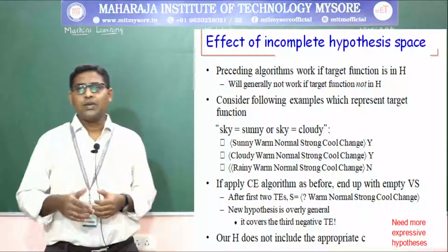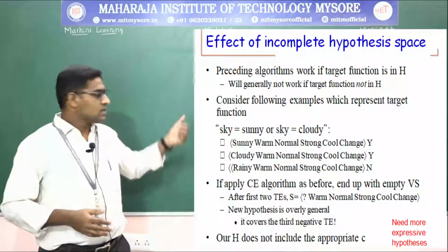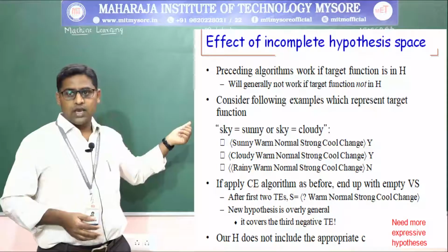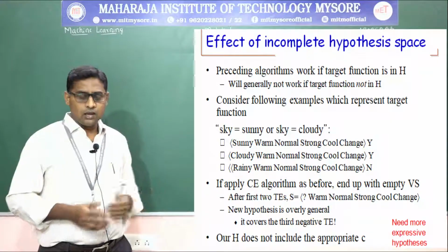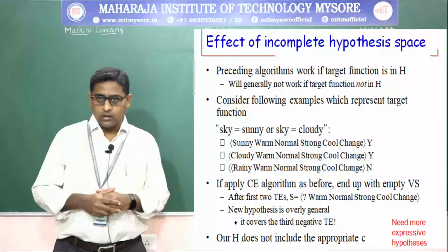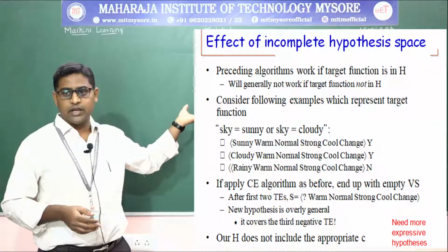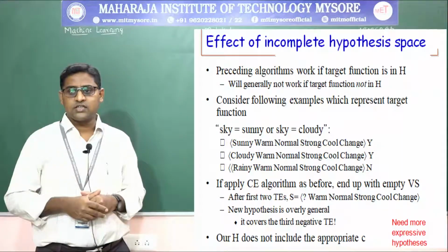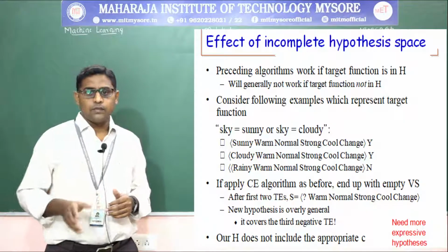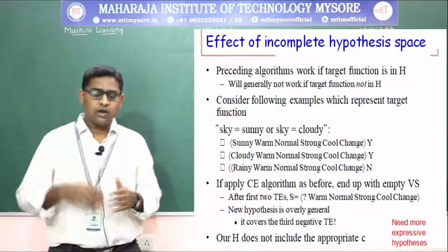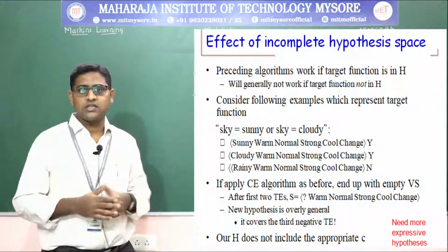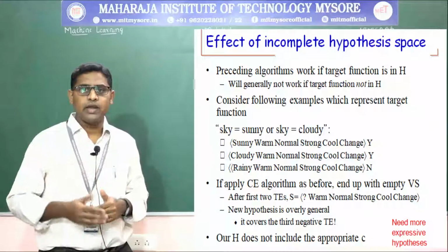And the effect of an incomplete hypothesis space will be like this: the sky will be either sunny, or the sky will be cloudy, or the sky will be rainy. These are the 3 cases of an incomplete hypothesis space. That is what we have discussed earlier also in the class session. If we have 3 specific values per particular attribute, then the instances of that attribute will become a power set. So after the first 2 training examples, you need to cover one more training example. The first 2 training examples will be positive, then the next training example will be negative.